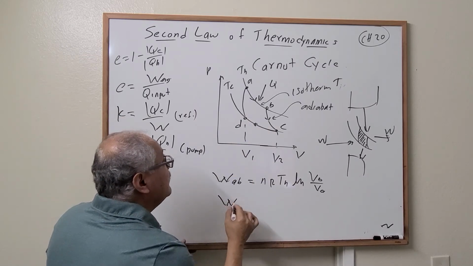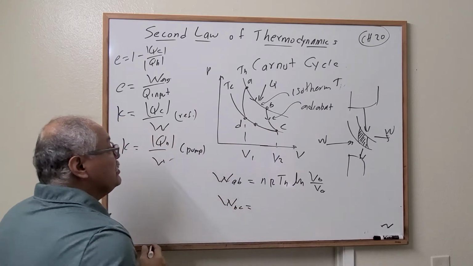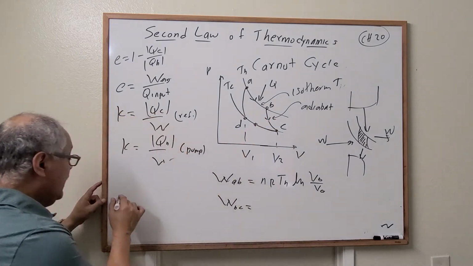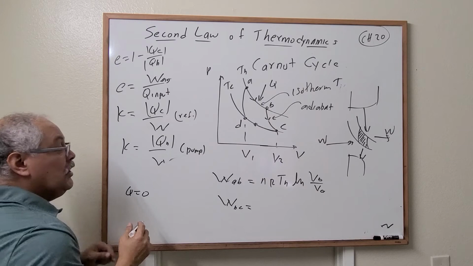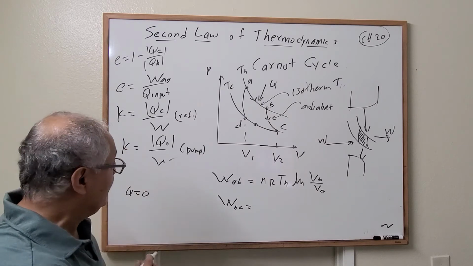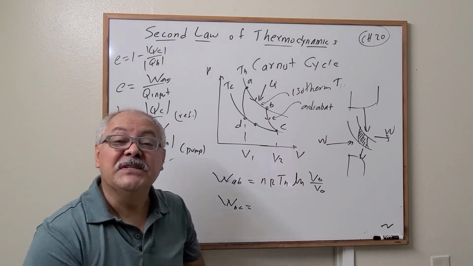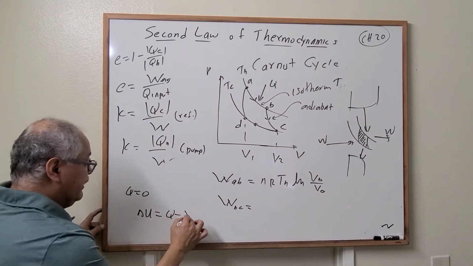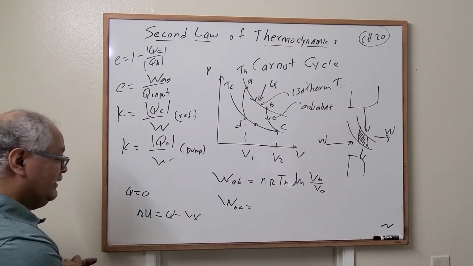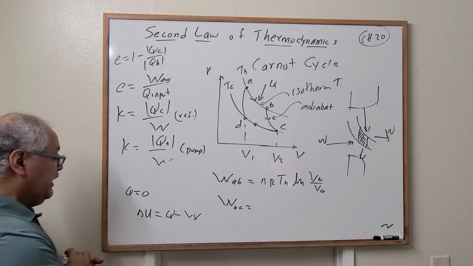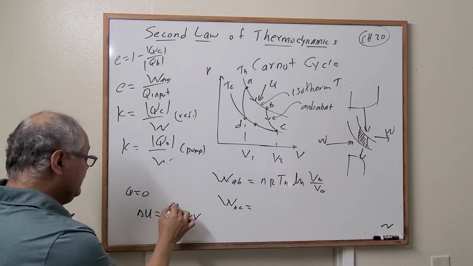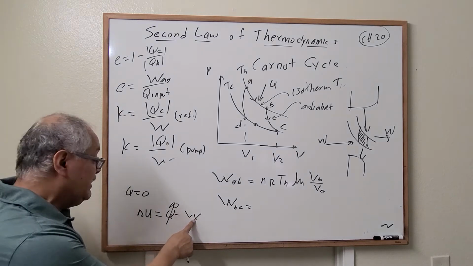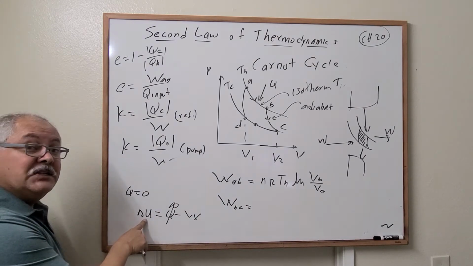The work from B to C: remember, when we have an adiabat, it means heat equals 0. If heat equals 0, we use the first law of thermodynamics, which says the change in internal energy equals heat minus work. Correct? Now, in this case, if heat is 0, what do we have? So work is equal to the negative of the change of internal energy.